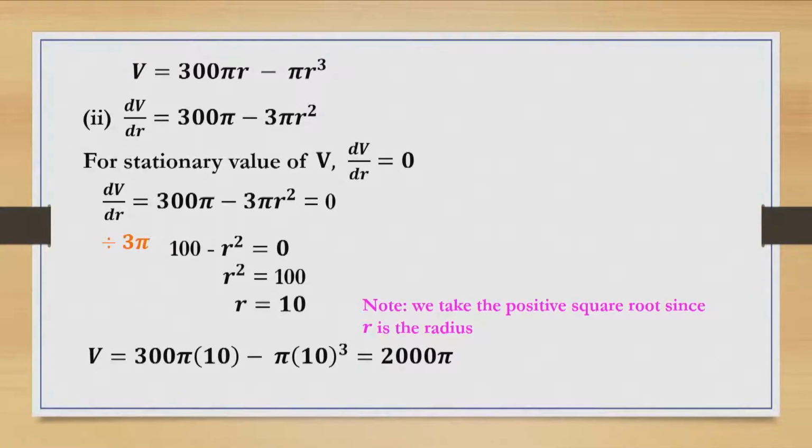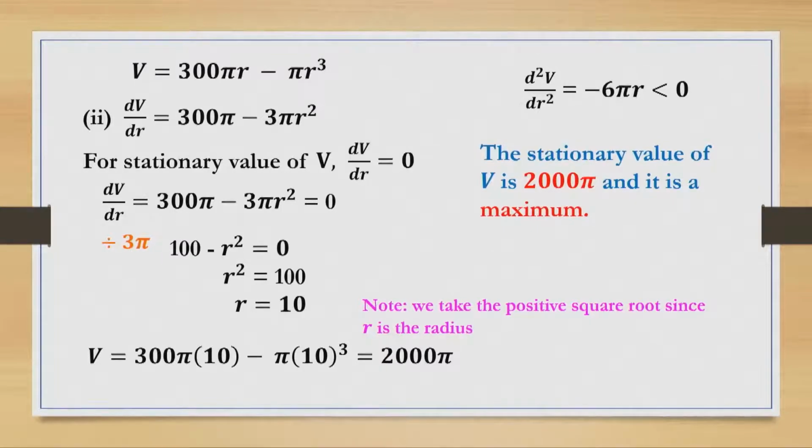Now I need to determine the nature. So d2v over dr2 will be equal to minus 6 pi r. I have differentiated dv by dr again, and replacing the value of r equal to 10 will give me d2v over dr2 as a negative value. That is, it is less than 0. So the stationary value of v is 2000 pi and it is a maximum. Maximum because I have obtained a negative value.